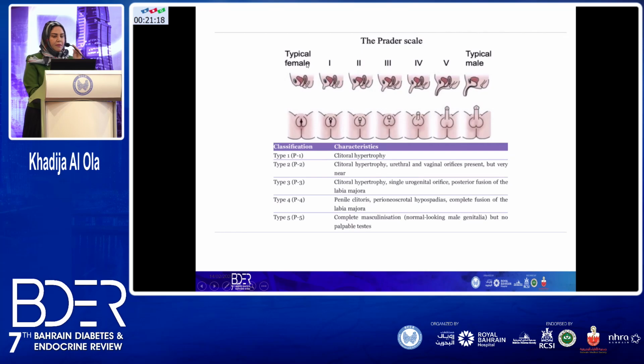We have the typical female, and here is a typical male, and the scale consists of 5 stages. The first stage is just a clitoral hypertrophy, and the 5th stage is like complete masculinization. It looks like a male genitalia, but without testis. So we use this to describe the genitalia.